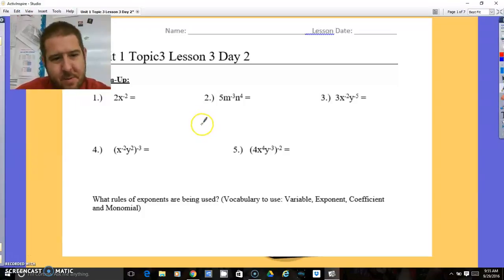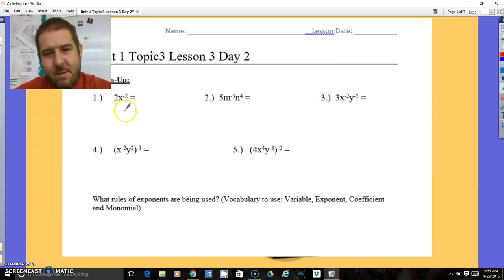All right, this is lesson 3 of topic 3, day 2. This is the last lesson of this topic. So we've got a little bit of a mix of everything, the laws of exponents. We've got some pretty difficult questions here for the warm-up.